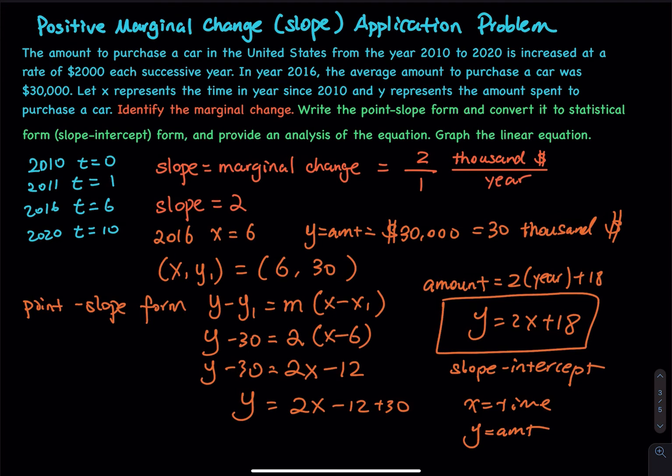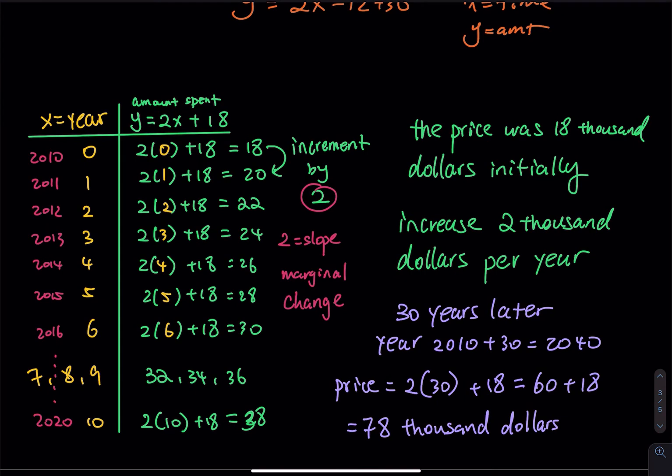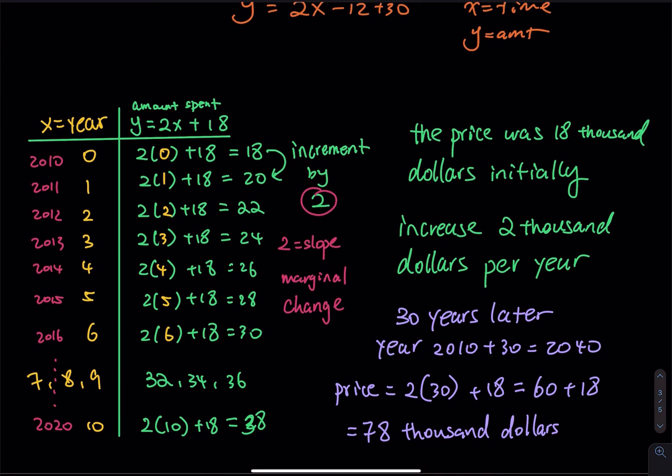The next thing that we will have to do is analyze y equals 2x plus 18 a little bit. I already prepared a table for you. x is the year and y is the amount. The year goes from 2010, look at the red, to 2020. At 2010, x equals 0. Next year, x equals 1, 2, 3, 4, 5, and so on until you reach x equals 10.